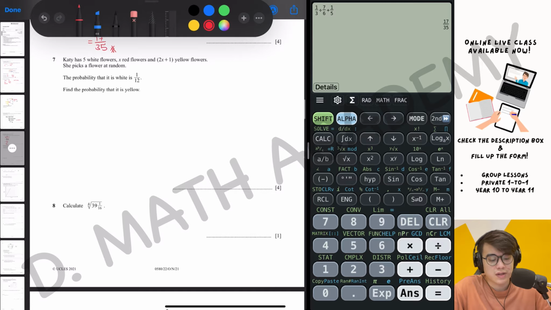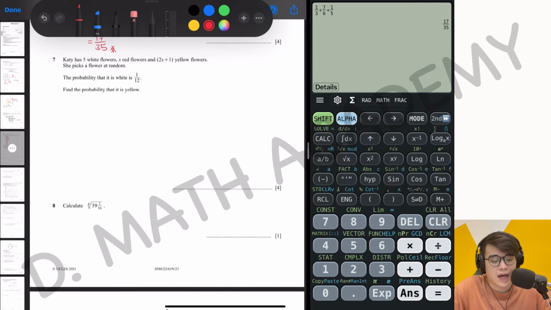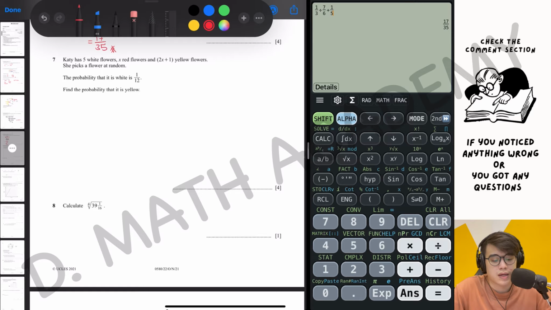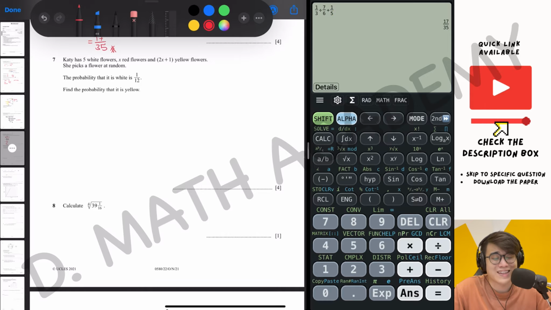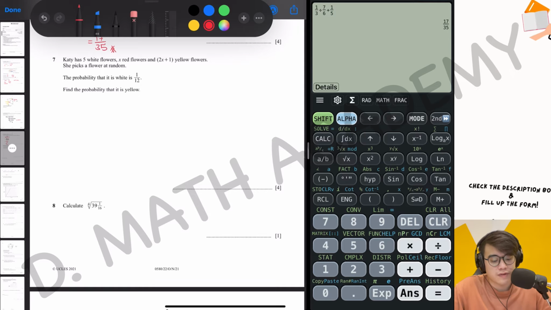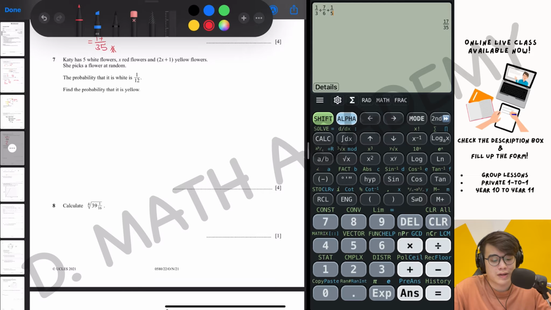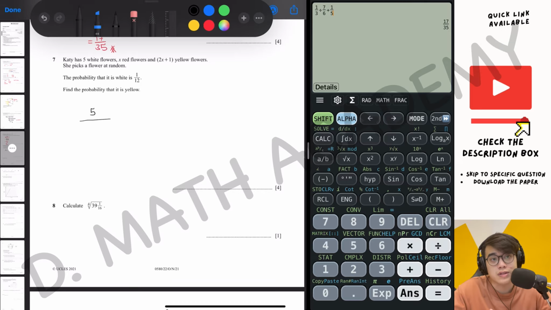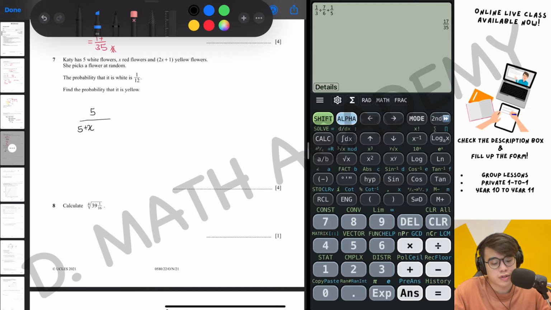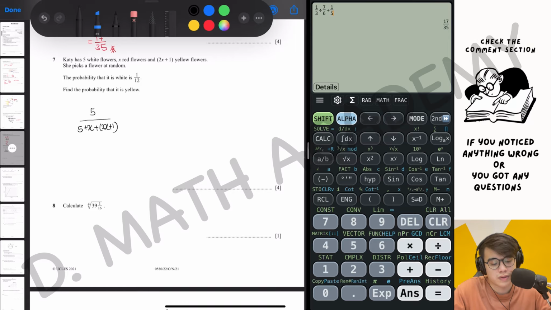Moving on to question 7, Katie has 5 white flowers, x red flowers, and 2x plus 1 yellow flowers. She picked the flowers at random, and the probability of it being white is 1 over 12. So first thing first, we know exactly how many white flowers there were. There was only 5 of them. And for the denominator here, to identify probability, you need to include all the types of flowers. So that will cover 5, our x, which is the red flowers, and also the 2x plus 1, our yellow flowers. So make it into 1 over 12.